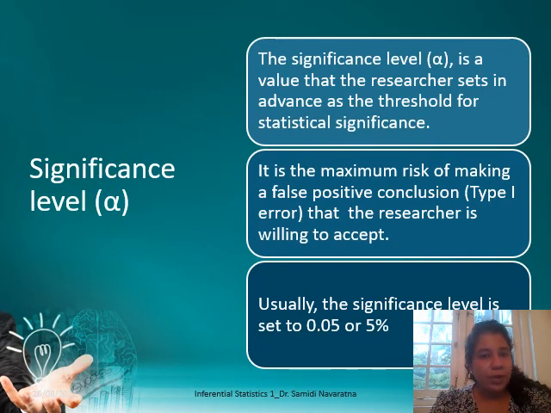So if the p-value is higher than the significance level, the null hypothesis is not refuted and the results are reported as not statistically significant. But if the p-value is lower than the significance level, the results are interpreted as statistically significant. You refute the null hypothesis and report the results as statistically significant.